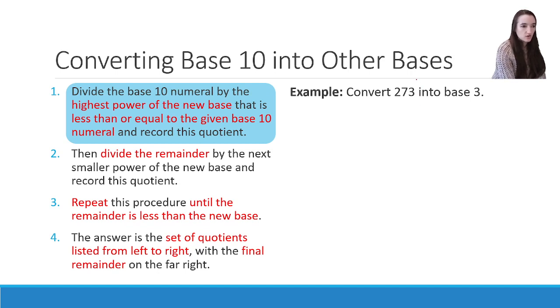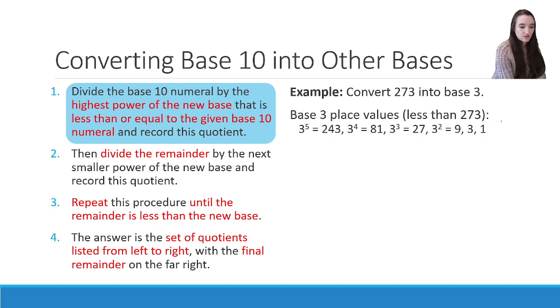So, if I want to convert 273 into base 3, I need to think about my base 3 place values. So base 3 place values, I get 1, 3, 9, 27, 81, 243. 3 to the 6th power is in fact a little too high. So 3 to the 6th power, just as a note, equals 729, which is greater than 273. That's a greater than symbol.